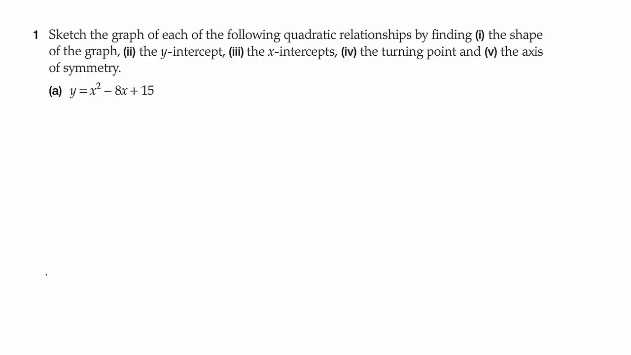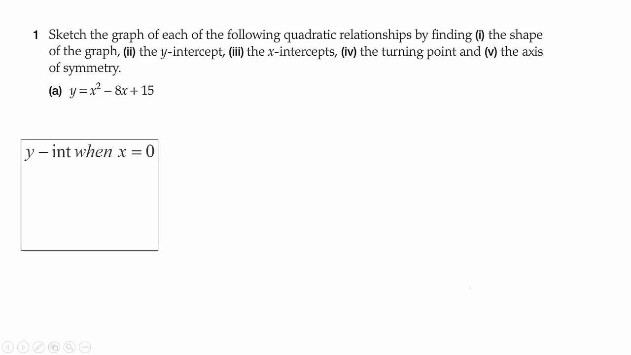So the first thing is the y-intercept. The y-intercept is where x equals 0. So we substitute 0 into the equation for x and find out what y is. So 0 squared minus 8 times 0 plus 15 is 15. And as a point this would be (0, 15). So we have one point now for our sketch.